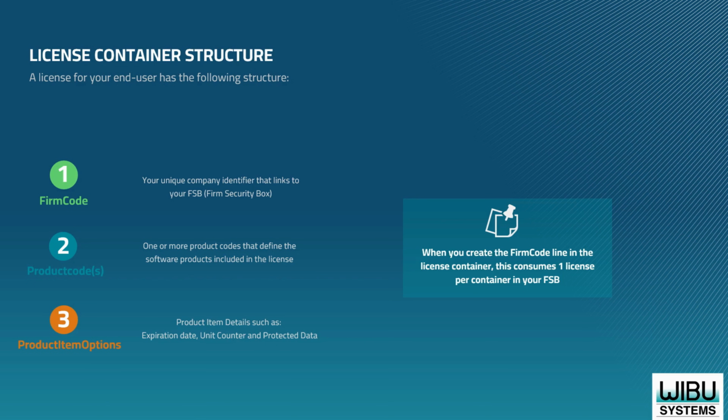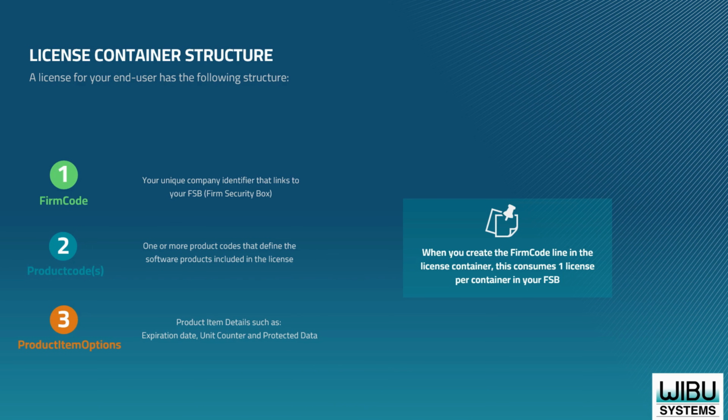A license container has a clear structure. At the top, you have the firm code. This identifies your company or software vendor environment. Below the firm code, you can add product codes. These can represent different software products, versions, modules, or features.